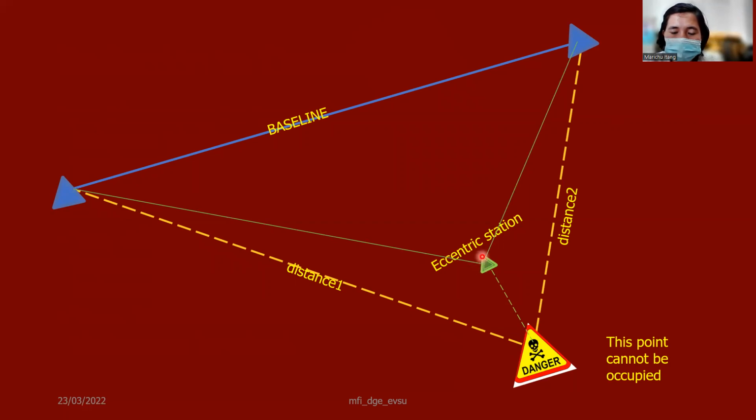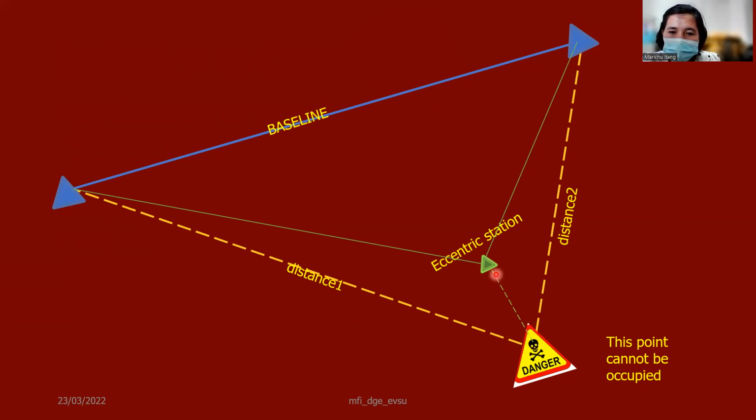From the eccentric station, you can measure this angle, and also you can measure this angle. If you have the angle here and you have the distance, you can use sine law to compute. Our goal here is to compute, for example, this corner of your designed network. Di rin natin siya ma-observe. Pwede natin siyang i-compute, but we cannot observe this one since it's impossible to establish our points here.